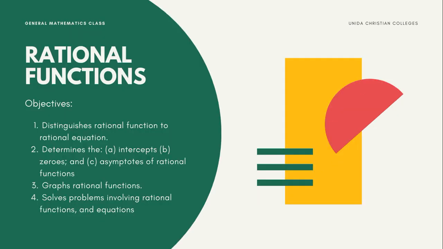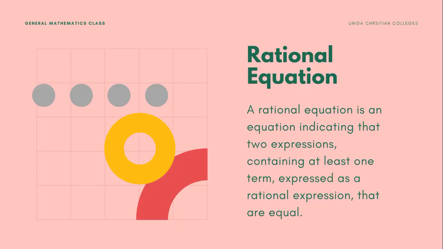Okay, so our topic for today is all about rational functions and what are the objectives. First, we will distinguish rational function to rational equation. Second, we will determine the intercepts, zeros, and asymptotes of rational function. Third, we will graph rational function. And last, we will solve problems involving rational function and equation. Let's start with rational equation.